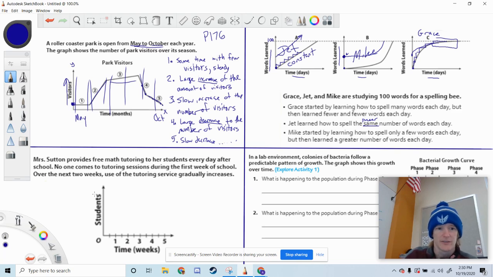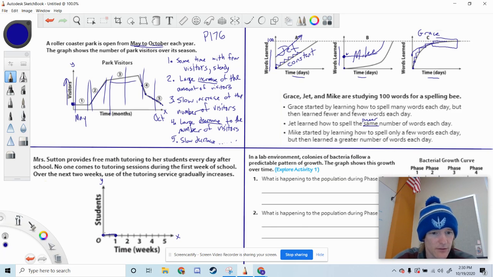I don't really feel like answering more of those questions. For this one down here, we're kind of going to do this backwards. We're going to sketch a graph. Mrs. Sutton provides free math tutoring to her students every day after school. No one comes to tutoring sessions the first week of school. So let's look at this graph. We have the number of students showing up as our y-axis and the time as our x-axis. Notice that it says nobody shows up in the first week. So I'm going to put a point after 1 week: in the first week, nobody has shown up.